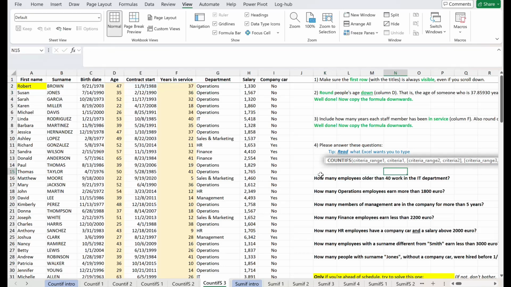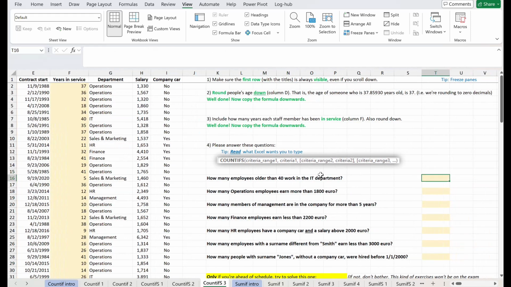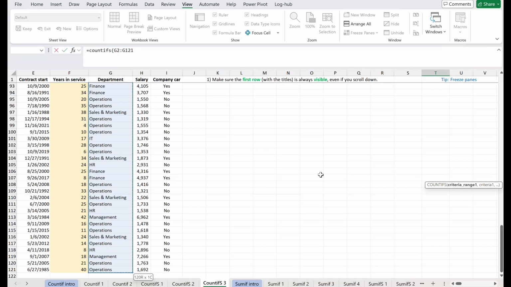Okay, now let's start with the Countifs. We need to count how many employees are older than 40 and that work for the IT department. So Countifs, let's start with the department. So that's the range. And the department has to be IT.